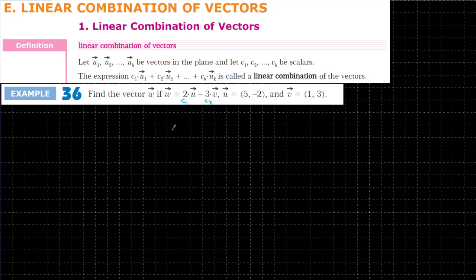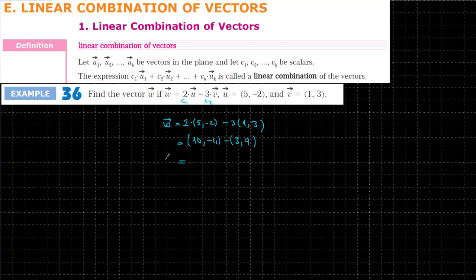And you know, after this part, we already solved this kind of questions in the previous videos. 2 times u means 2 times 5 and minus 2. And here minus 3 times 1 and 3. So this is going to be like this. 2 times 5 is equal to 10, and 2 times minus 2 is equal to minus 4. Here you can leave the minus outside, or you can send the minus inside, then you should multiply by 3, but I'm going to keep the minus outside, so it's minus 3 times 1 is 3, 3 times 3 is 9.